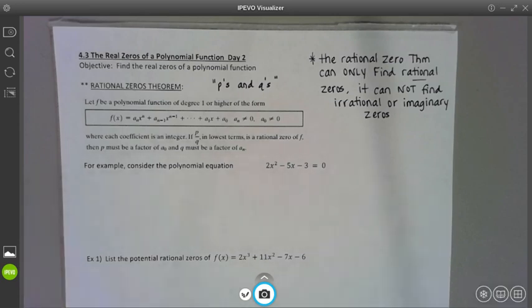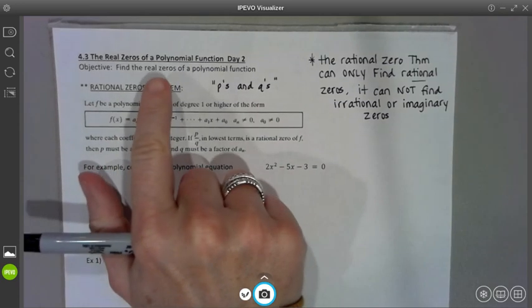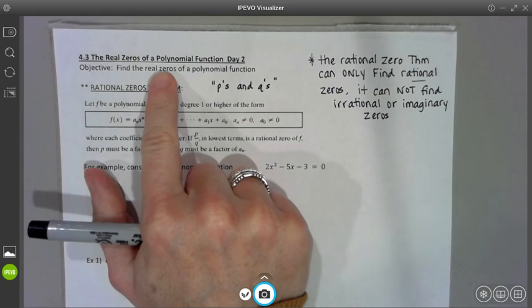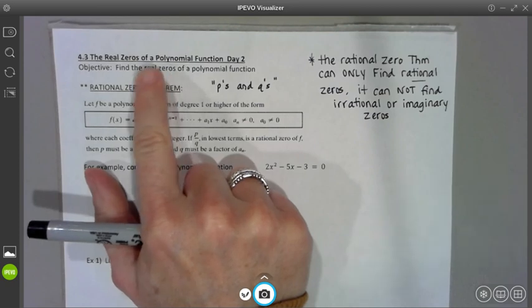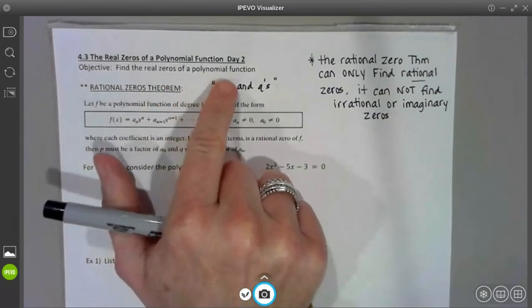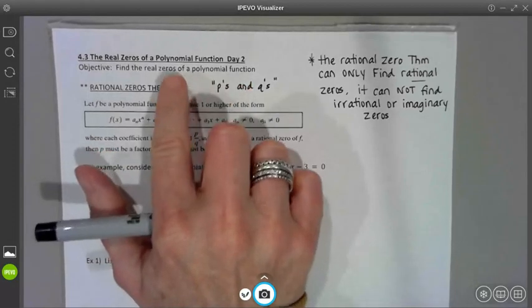Hey guys, here are your 4.3 day 2 notes on the real zeros of a polynomial function. In today's notes, our main goal is going to be to find the real zeros of a polynomial function. We want to find and calculate the zeros, right?